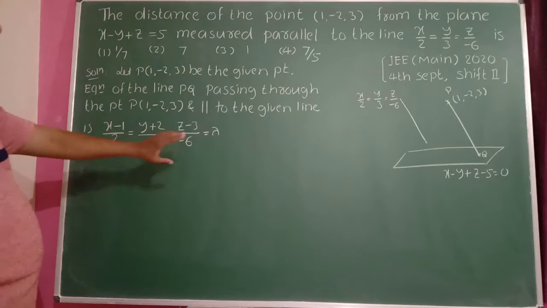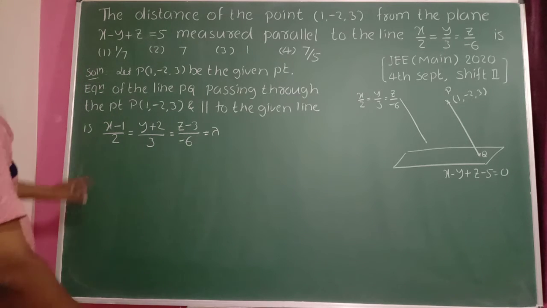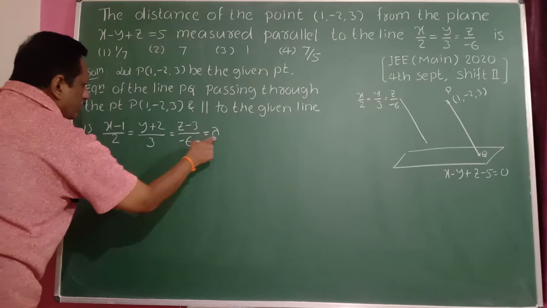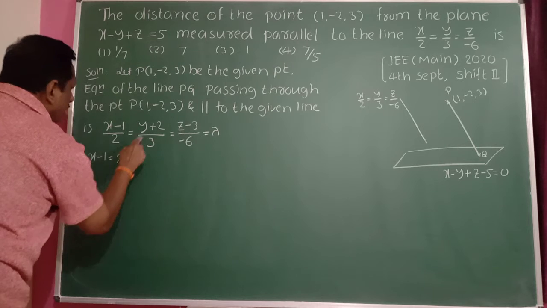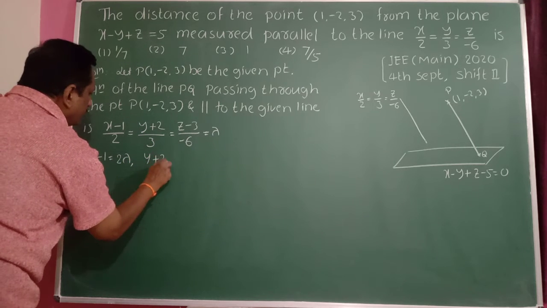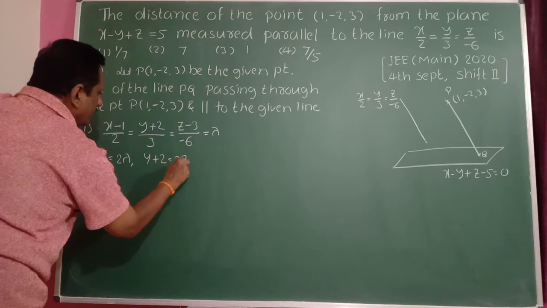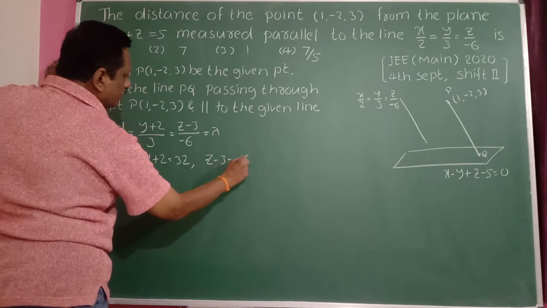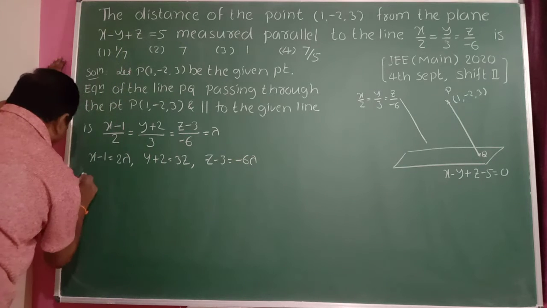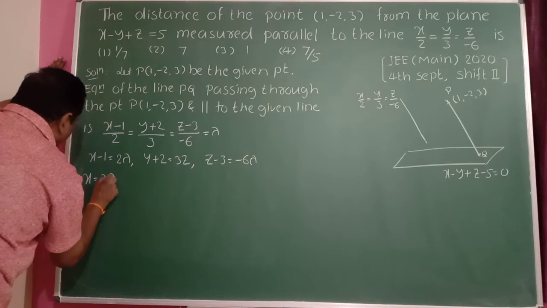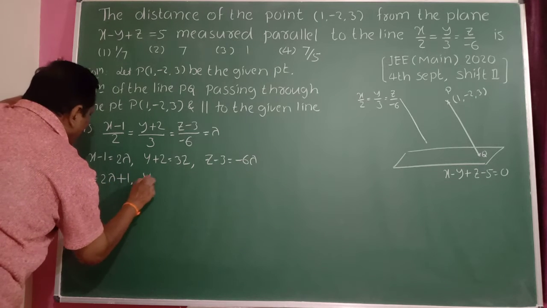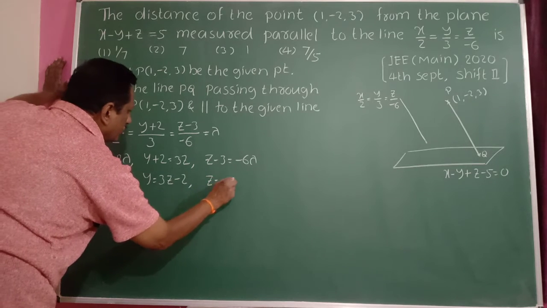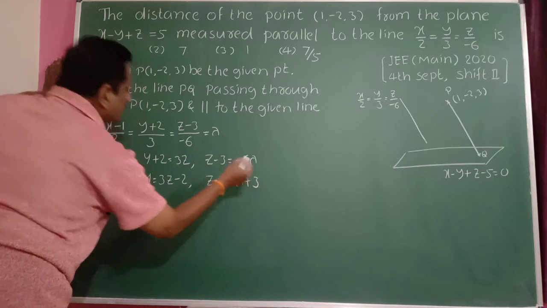So take some constant lambda. Then x - 1 = 2 lambda, y + 2 = 3 lambda, and z - 3 = -6 lambda. Therefore, x = 2 lambda + 1, y = 3 lambda - 2, and z = -6 lambda + 3.